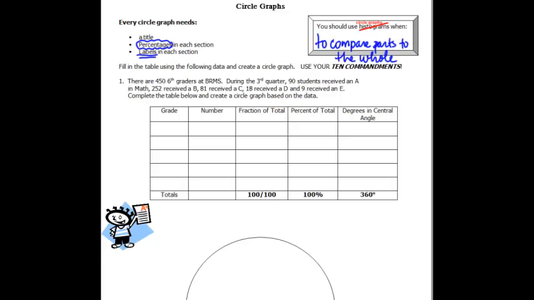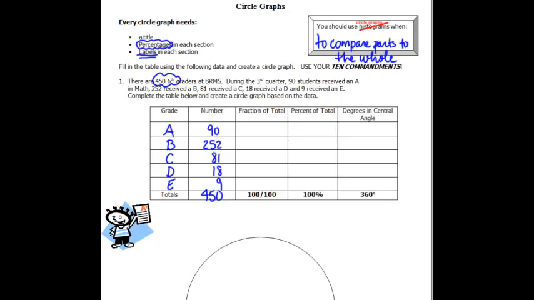If we look at the table, it's going to organize all these students into their grades and the number of students that got A's, B's, C's, D's, and E's. You can fill this in. We had 90 A's, 252 B's, 81 C's, 18 D's, and 9 E's. You would want to add that up and make sure you get back to that 456 graders.